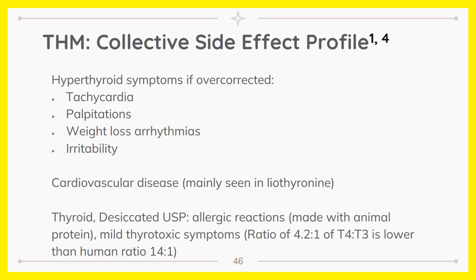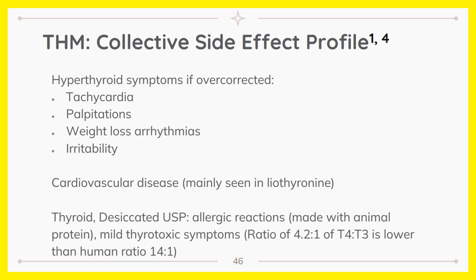So I only highlighted the cardiovascular problems in the liothyronine. However, there's more that comes into effect with these hormone medications. So overall, if there is a hyperthyroid symptom and if it's overcorrected going towards that hypothyroid state, we're looking at hypothyroid symptoms like tachycardia, palpitations, weight loss, arrhythmias, or irritability. Additionally, there may be possible cardiovascular diseases, but that's mainly seen with the liothyronine.